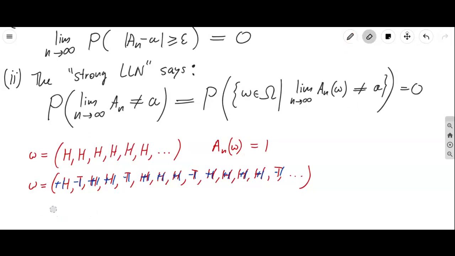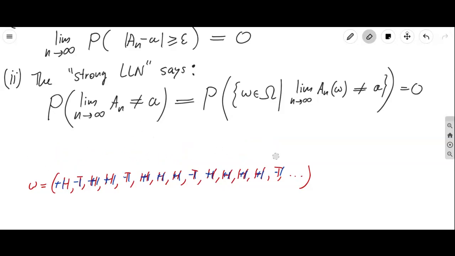I'm basically saying you can come up with a sequence of heads and tails so that if you start calculating these an's, you get an oscillatory sequence that jumps between positive and negative numbers without converging anywhere. And the point of the strong law of large numbers is that if you look at the event consisting of all sample points, in this case infinite tosses of heads and tails, all these different configurations where this an sequence fails to have a limit of 0, then that would be an event of probability 0.